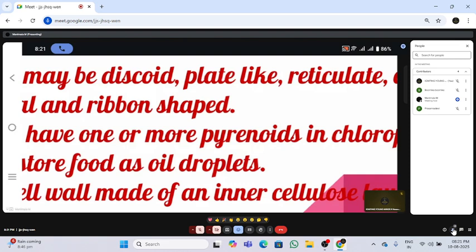The protein body's name is pyrenoid. The algae's reserve food material is starch. Where the starch is stored in algae, that protein body is called a pyrenoid. These pyrenoids are present in the chloroplast. Got it, Bhumika? Now you got the idea of what a pyrenoid is? Yes, ma'am. Meaning, it is a protein body present in algae for storage of starch.